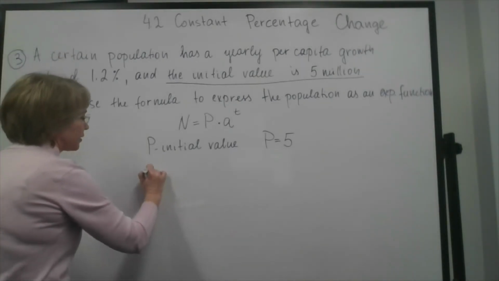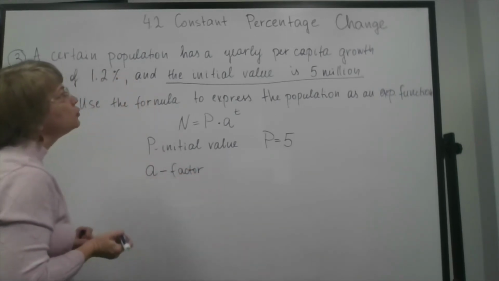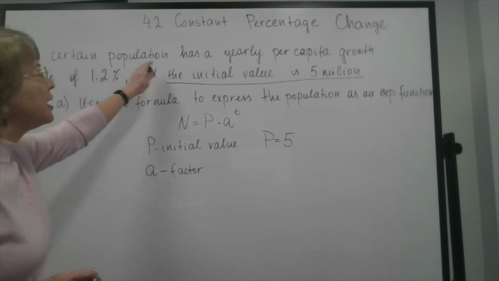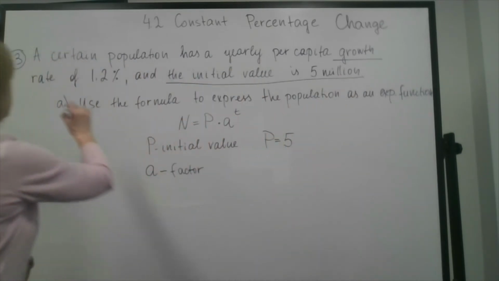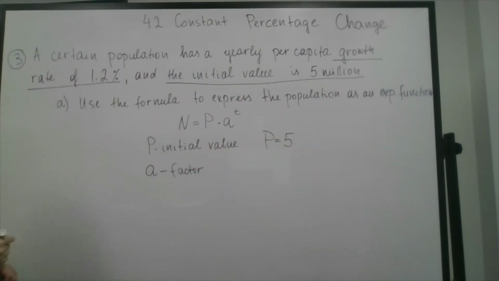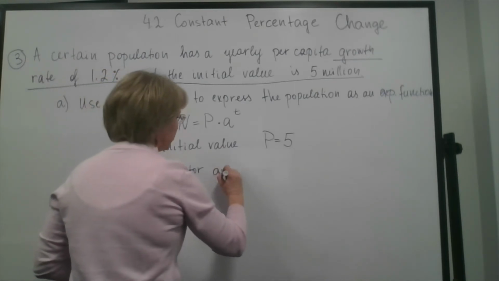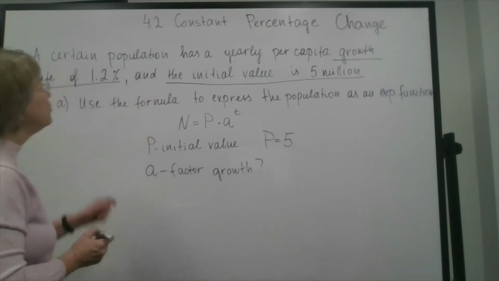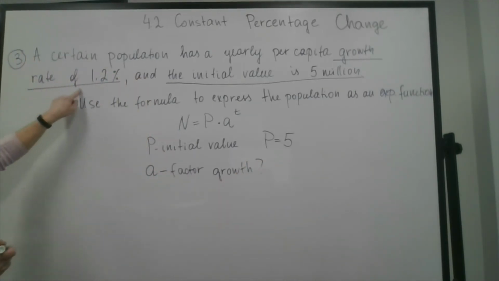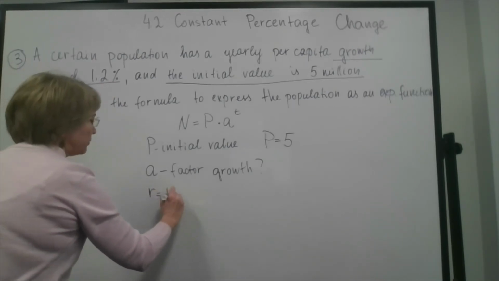Our problem is not so hard. Do we know a? A is our factor. We have to read and find important things. Growth rate. And I don't see any numbers for the factor. The only thing that I know is that it's growth. It's important. But I don't know the factor. It's not given to me. What is given to me? A rate of 1.2%. So my r is 1.2%.